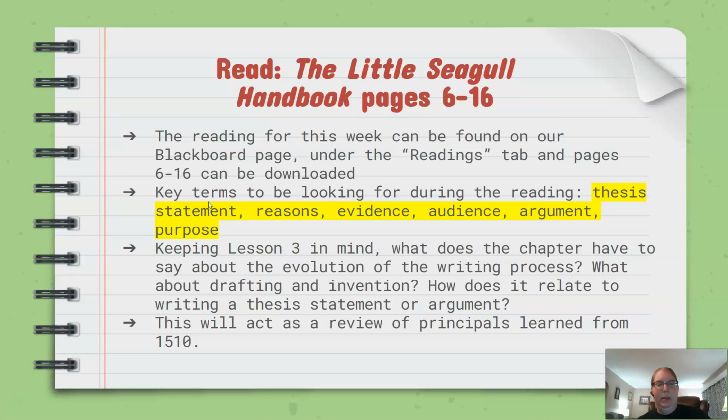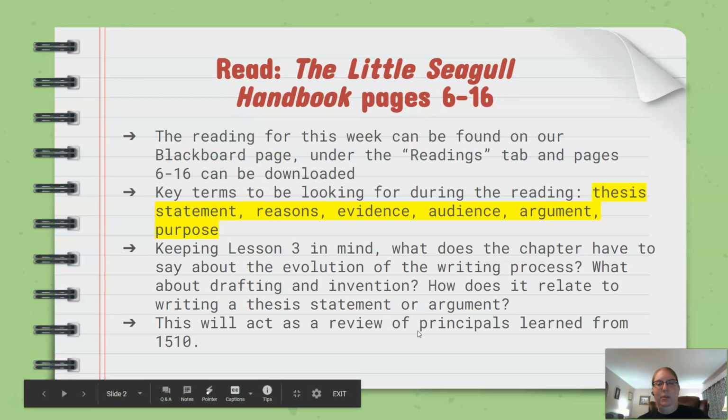downloaded that way. So key terms to be looking for during the reading, and this is very much a review of 1510. It talks about writing process and thesis statements, reasons, evidence, audience, arguments, and purpose. Those are the key terms that you should be looking for during the reading. So keeping lesson 3 in mind, what does the chapter have to say about the evolution of the writing process? What about drafting and invention? How does it relate to writing a thesis statement or argument? So this will act as a review of principles learned from 1510 or from Comp 1.